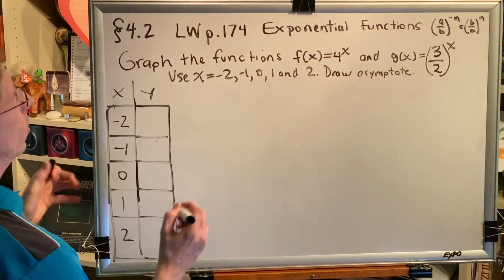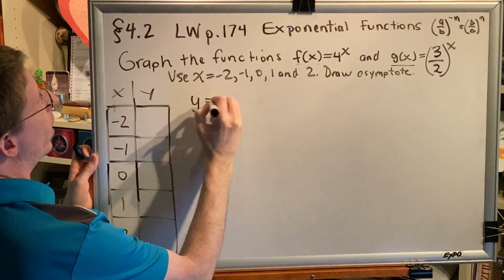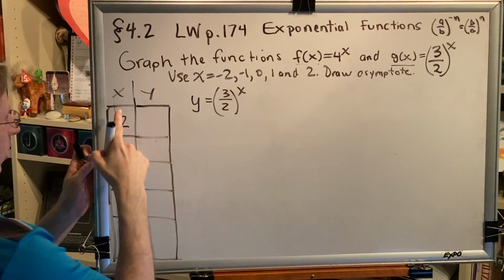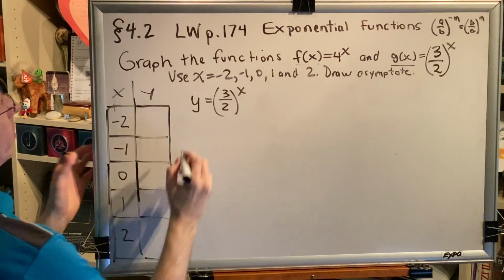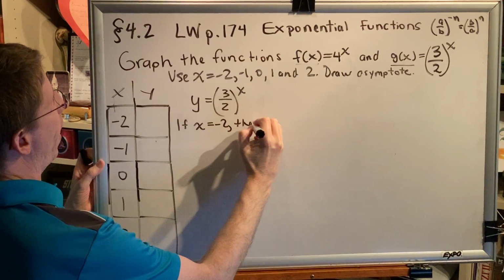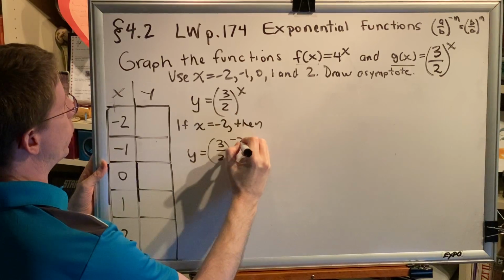Okay, let's begin. So we know that g of x is the same thing as y. So our equation is y equals 3/2 to the x power. Let's plug in each one of these values of x one at a time. If x equals -2, then y equals 3/2 raised to the -2 power.